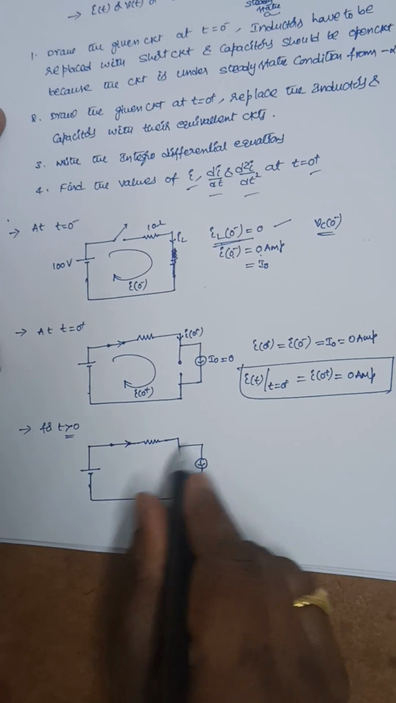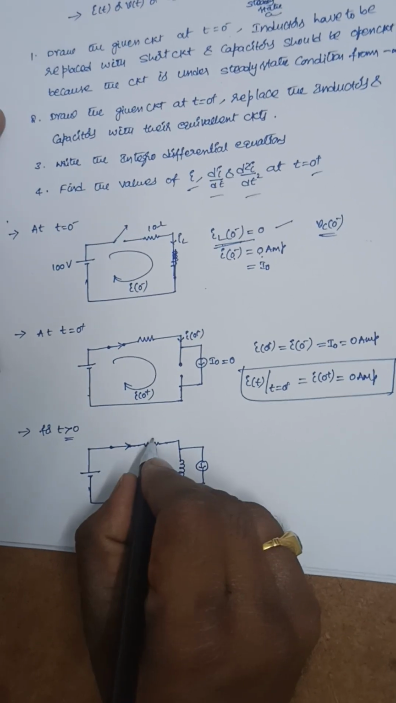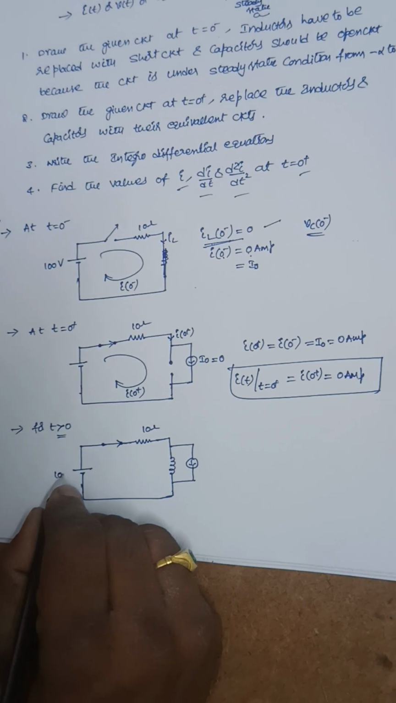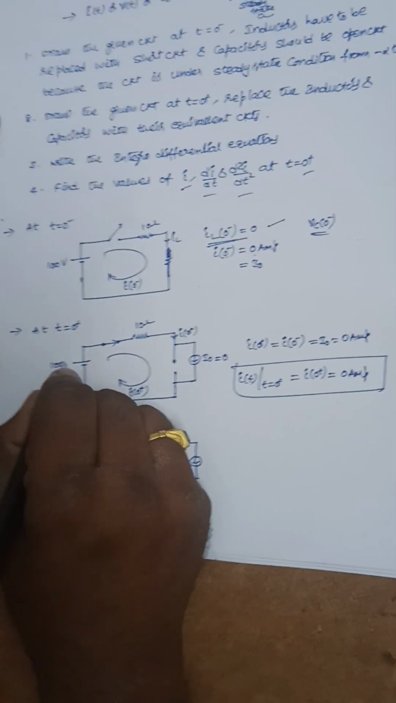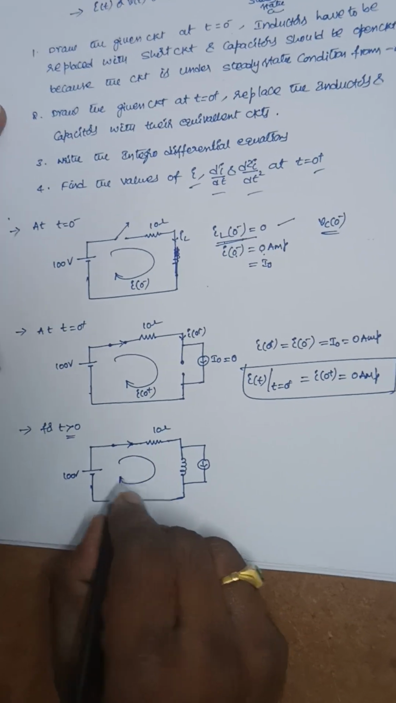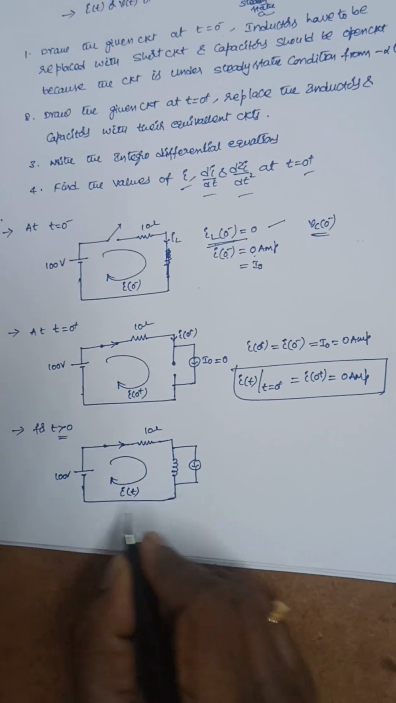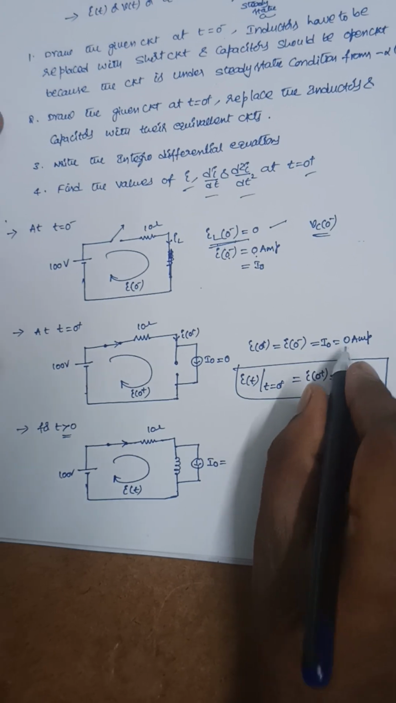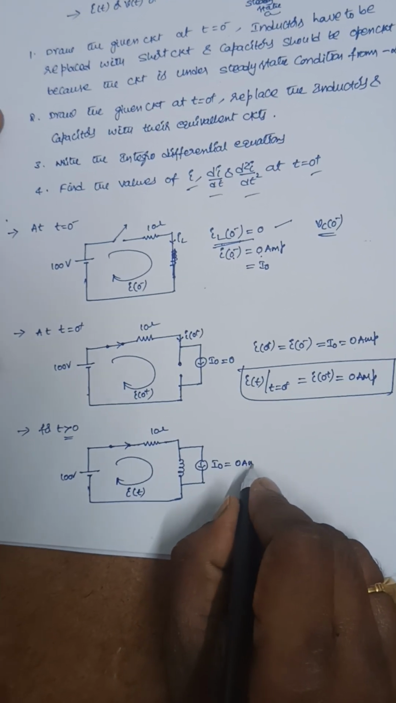For t greater than 0, this is the equivalent circuit of the inductor, and it is 10 ohms. Here also it is 10 ohms. It is 100 volts. Now this is the current I of t. This is the initial current I0. Already this initial current I0 we calculated as 0 amperes.